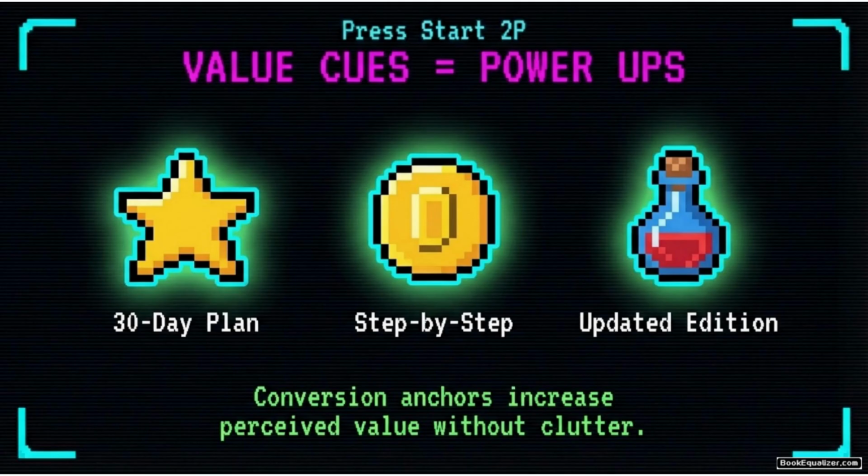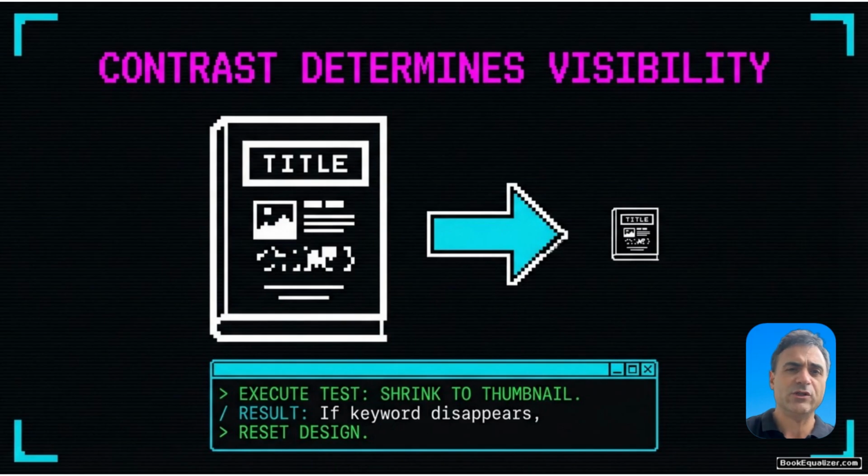These are power-ups in a video game. They boost your cover's conversion rate, but use them strategically. Don't spam 5 different badges. Pick 1 or 2 that align with your strongest value proposition. Conversion anchors increase perceived value without clutter. That's the goal. Contrast determines visibility, and the thumbnail test proves it.